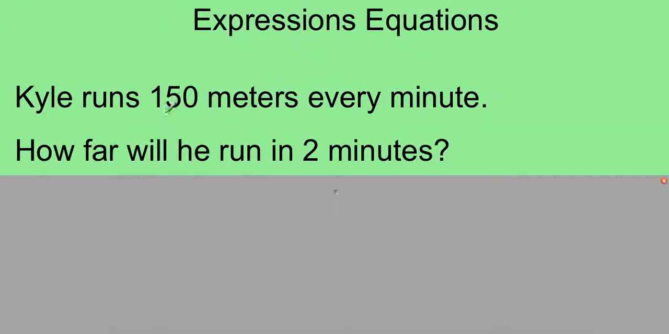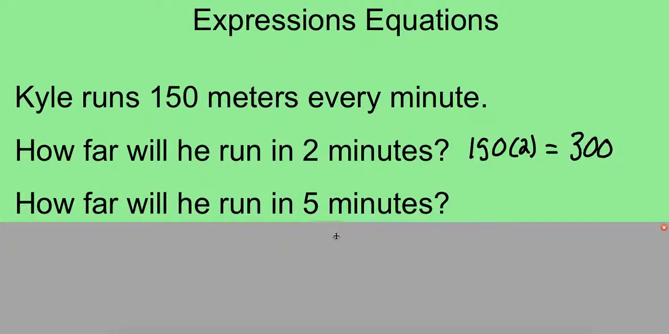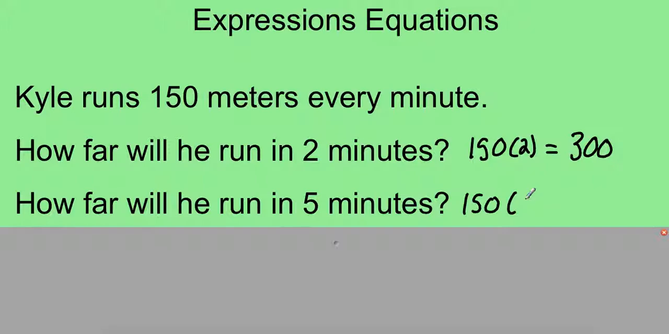Now we're assuming that Kyle runs at the same rate, every 150 meters he can finish in 1 minute. So if he's running for 2 minutes, most people would say, I can multiply 150 times 2, and that'll give me 300 meters. Now, how far will he run if we give him 5 minutes to run? He still runs 150 meters every 1 minute, but now we're multiplying that by the 5 minutes. So 150 times 5 gives us 750 meters.